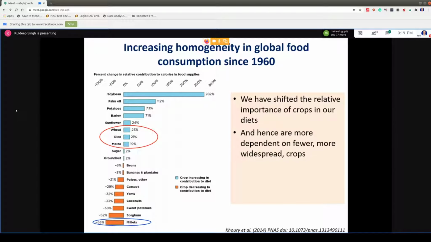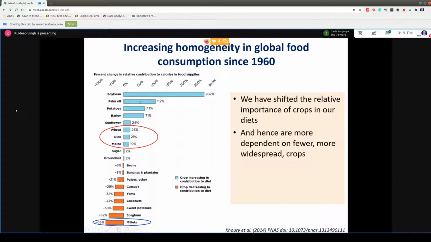Most of us have seen this one since the 1960s. If you look at the upper part of this picture, you'll see that the percent consumption of some of these species has gone up. That will include wheat, maize and rice. But look at the bottom, that's more important. Our millets, sorghum, sweet potato, coconut, yam, they've all gone down.